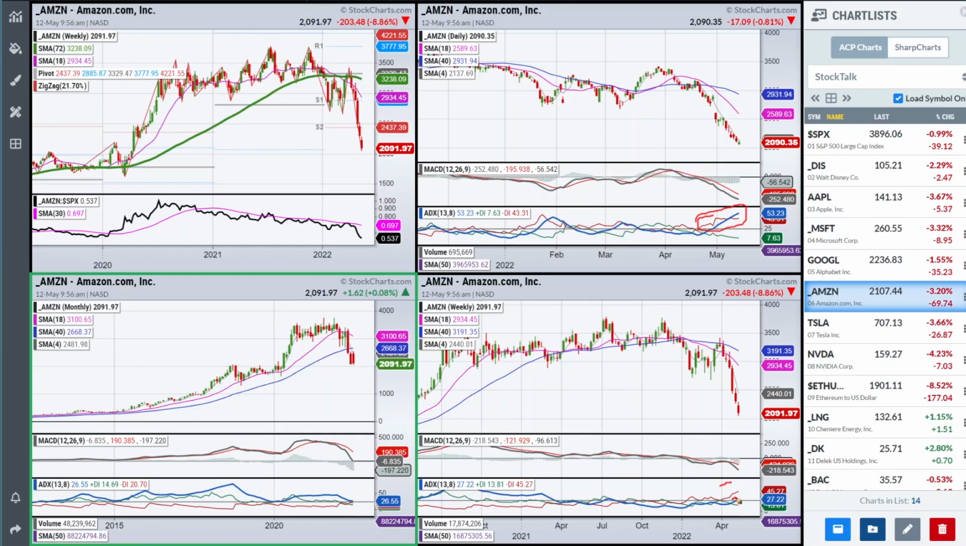The weekly just got to 20, just barely got through 25 after a big decline like this. So I would be on the lookout for signs of support. Even though it's the top end and we are in a downtrend, I would probably be looking, because of how stretched we are from the 18-month, how stretched we are from the 18-week, and how stretched we are from the 18-day, for some kind of a retracement rally. Doesn't mean trend reversal, but some kind of a retracement rally I think will make sense here.